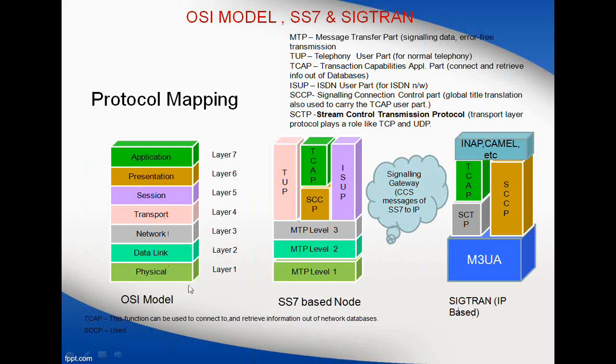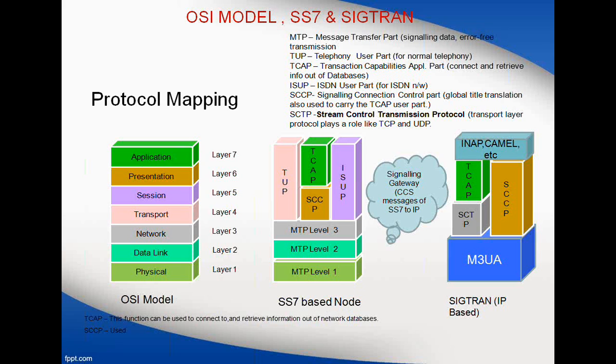Here you have your OSI model with all the layers: physical, data link, network, transport, session, presentation and application. Just a tip, you can remember all these by remembering: please do not take stupid person's advice. Physical, data, network, T for transport, S for session, P for presentation and A for application. So this is how all the 7 layers work. It will be easy to remember. Then you have the SS7 based node. So what is this SS7?